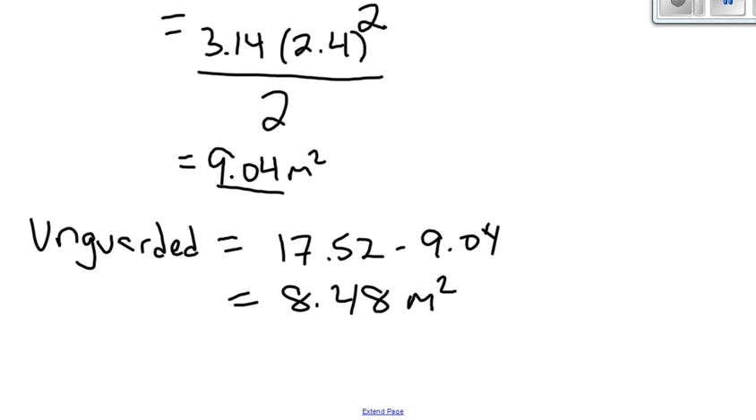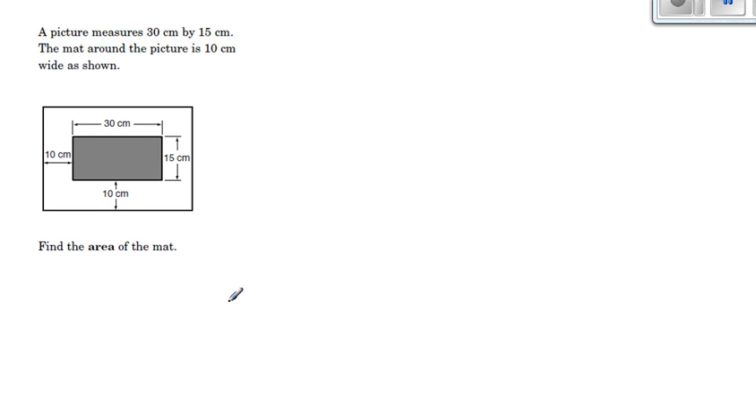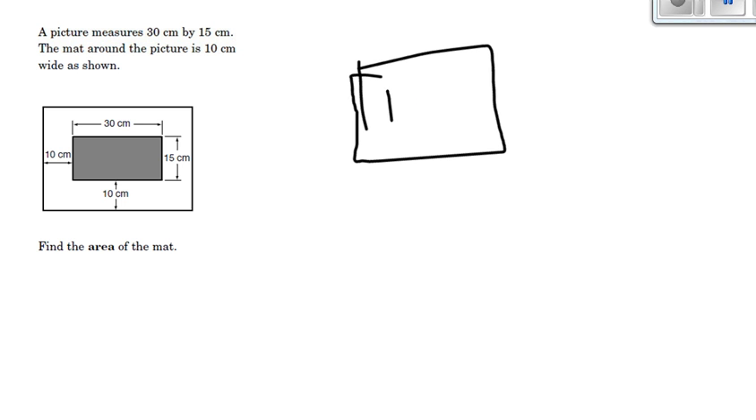Okay, so here's another question. The picture measures 30 by 15 centimeters. The mat around the picture is 10 centimeters wide as shown. Find the area of the mat. So again, I want you to first of all recognize this as a composite figure. It's made up of 2 rectangles. A big rectangle in white, and then an internal smaller rectangle shaded in to represent the picture.